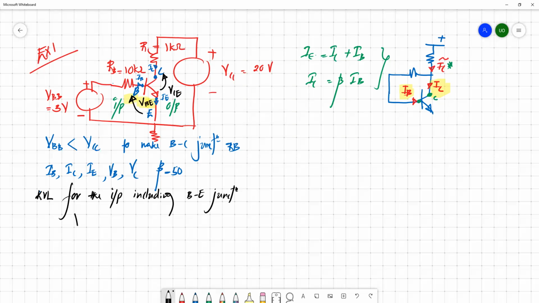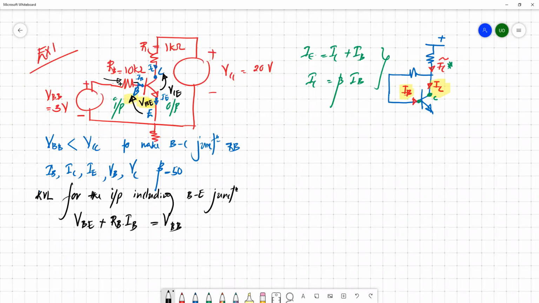So VBE, this voltage, and we have this base current flowing from this direction. Then the drop across this resistor would be RB into IB, which equals VB. I just apply Kirchhoff's voltage law to the input circuit, including this base-emitter junction: VBE plus RB IB equals VBB.